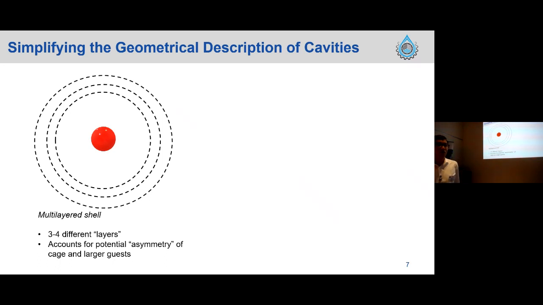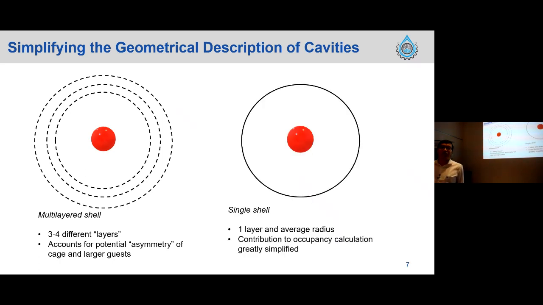And so part of the improvement that our work produces is that we're reverting back to a single shell, where we have one layer with an average radius, and this greatly simplifies the contribution to the occupancy calculation. But if we revert back to a single layer, how do we now account for the fact that the interactions of the gas with the water molecules of the cages are going to be different in the different cage types?